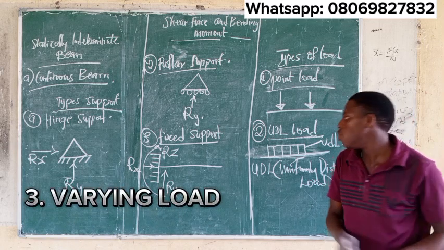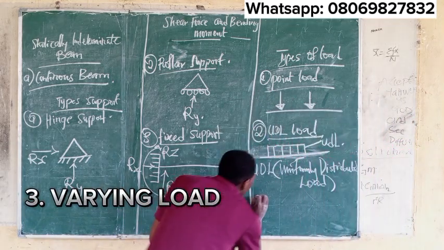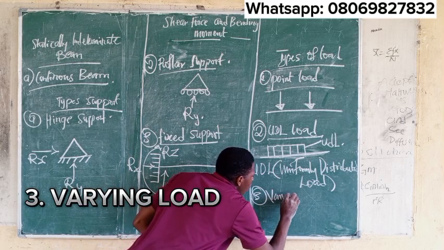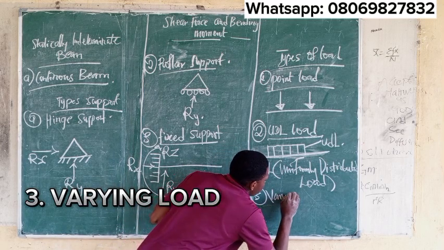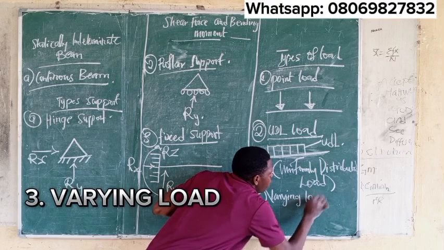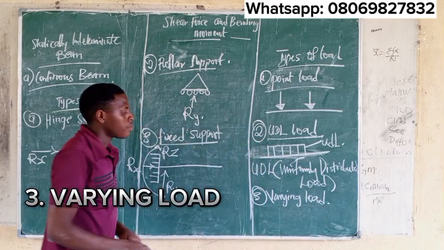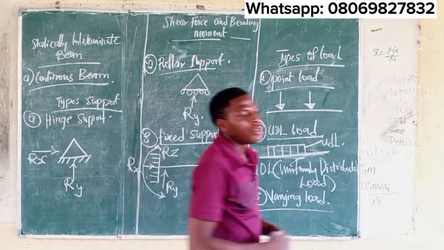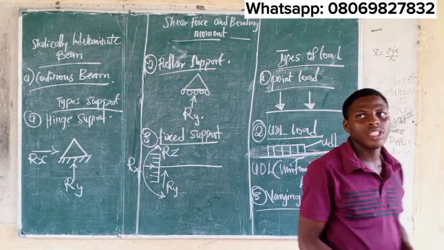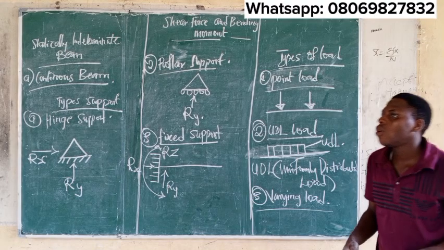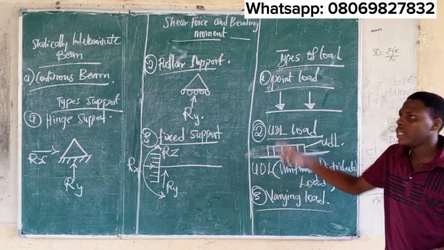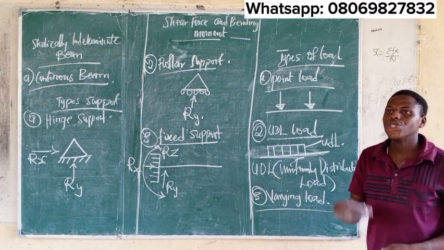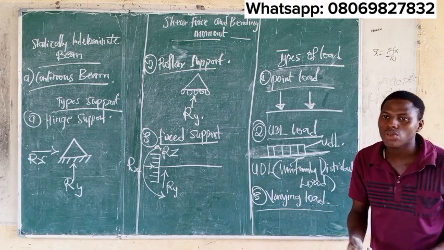The varying load, number 3. Varying load. Now, the varying load is also known as non-uniformly distributed load.